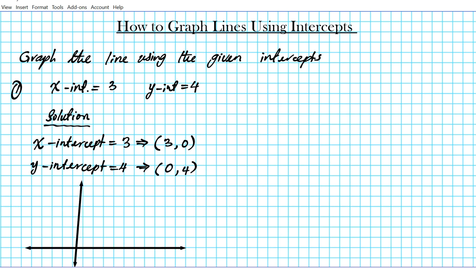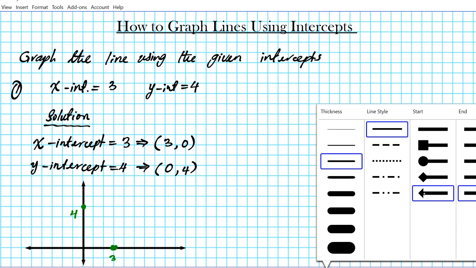Draw our coordinate axes, our x and y axis. All right, so let's graph the x-intercept first. The x-intercept is 3, so let's make that green. So you count 1, 2, 3 on your x-axis. So this point right here is x equals 3. Okay, and then on our y-axis, the y-intercept is 4. So you count 1, 2, 3, 4. Our y-intercept is 4. All right, so counting by ones. So the line that goes through these 2 points is basically the graph that we're looking for.